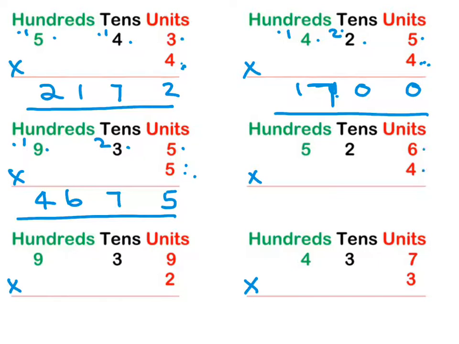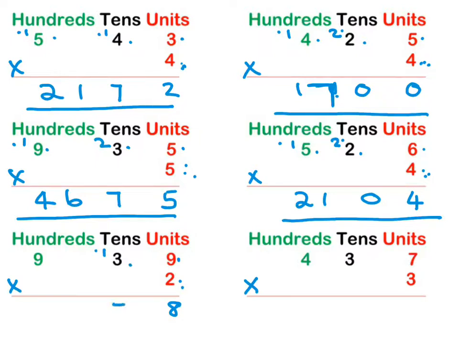6 times 4 is 24. We write the 4, carry the 2. 4 times 2 is 8, plus 2 is 10. So we write a 0, we carry a 1. 4 times 5 is 20, plus this one is 21. 9 times 2 is 18, we write an 8, we carry a 1. 2 times 3 is 6, plus that 1 is 7.